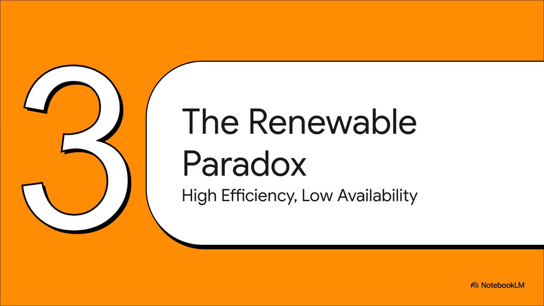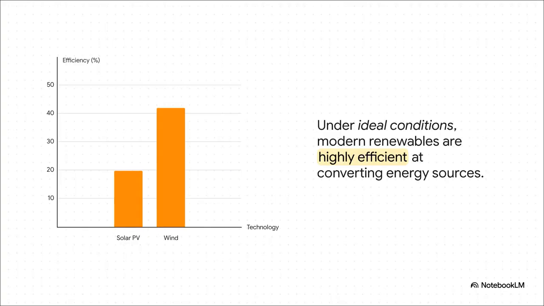So what about the new guys on the block? When we apply the exact same rigorous analysis to renewables like solar and wind, we uncover what's called the renewable paradox. If you look at peak efficiency, the numbers are honestly fantastic. Modern solar panels are getting close to 20% efficiency, and a big wind turbine can capture over 40% of the wind's energy. On paper, when the conditions are just right, these things are masterpieces of engineering.